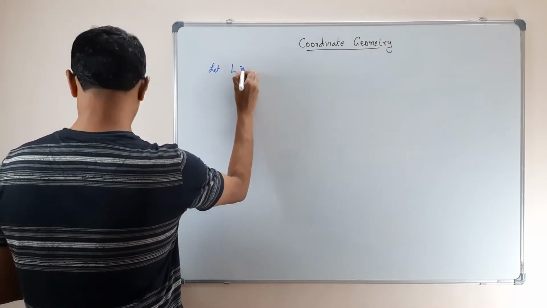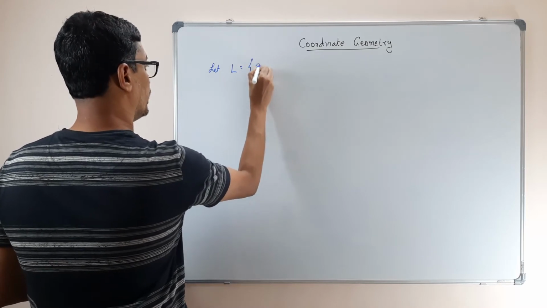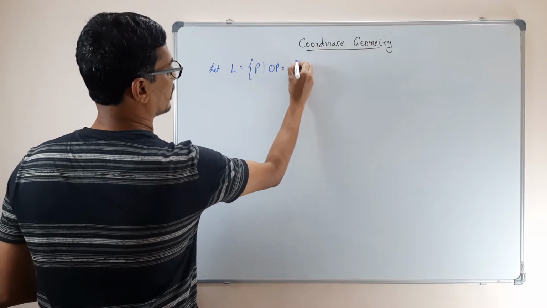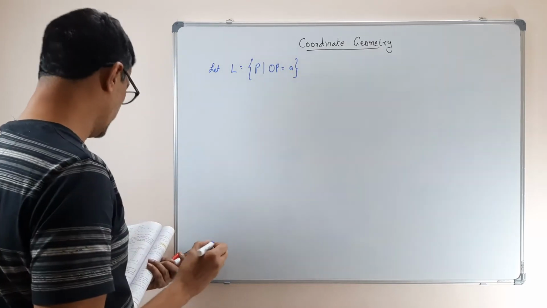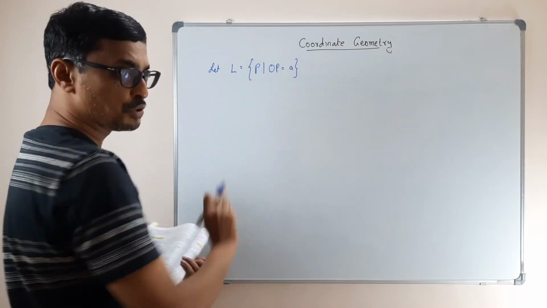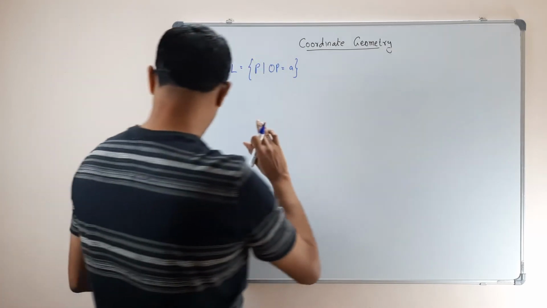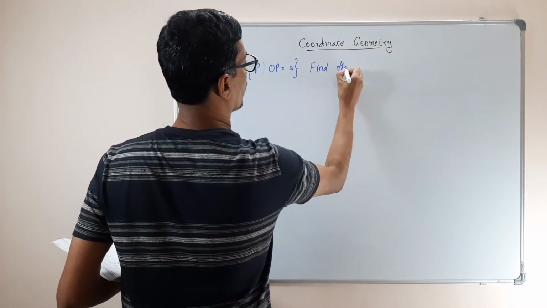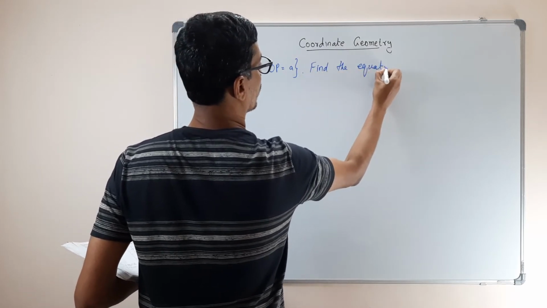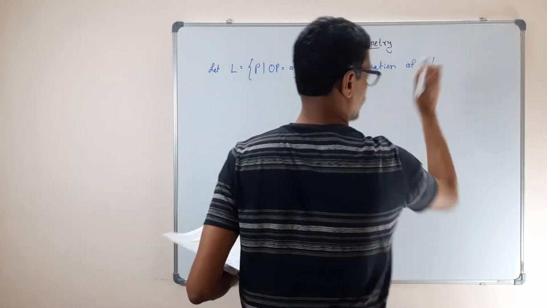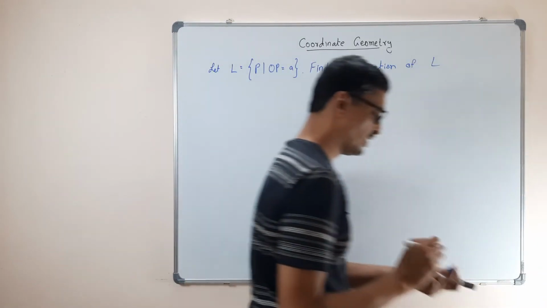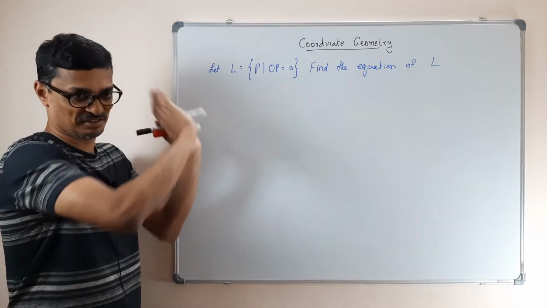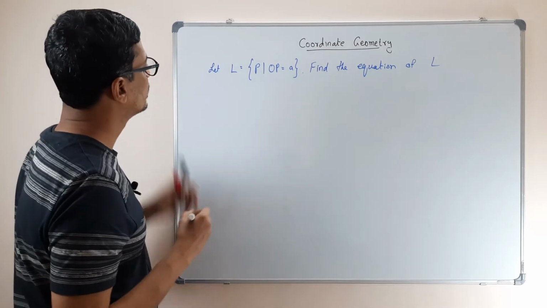L, which is a locus, is the set of points P such that OP is equal to some constant A. A can be any number. In the book they have given it as 4, but I am taking it as A. Find the equation of L. Equation of L means the condition. What is the curve? Basically, what is the equation of the curve? Okay, simple. Let us do it.